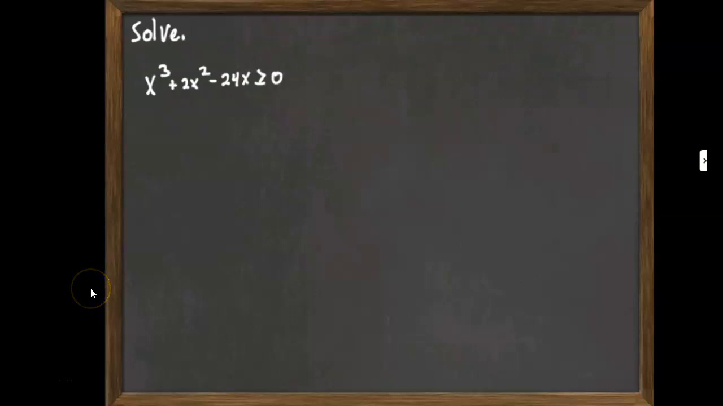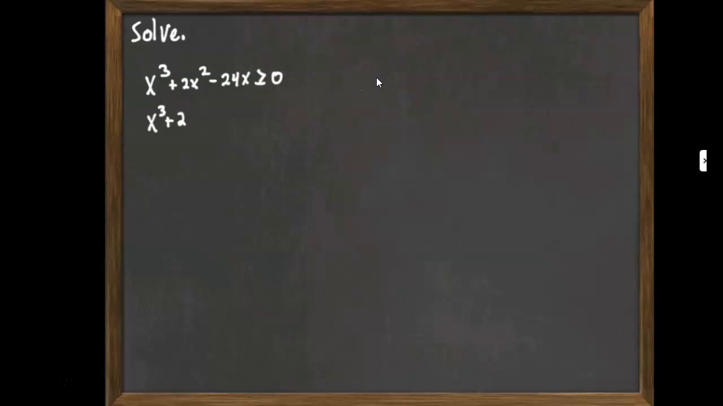In this problem here, we're asked to solve this polynomial inequality, x cubed plus 2x squared minus 24x greater than or equal to 0. So we're tasked with that problem of solving this inequality. Now remember, to solve nonlinear inequalities, the first thing we need to do is have the inequality either greater than or less than 0. So everything needs to be combined together.